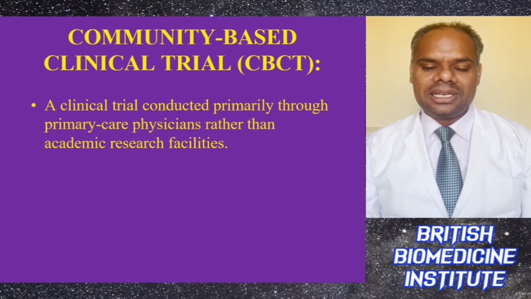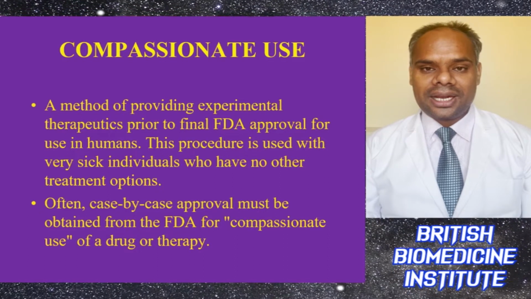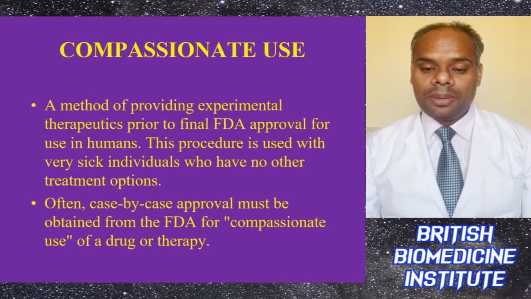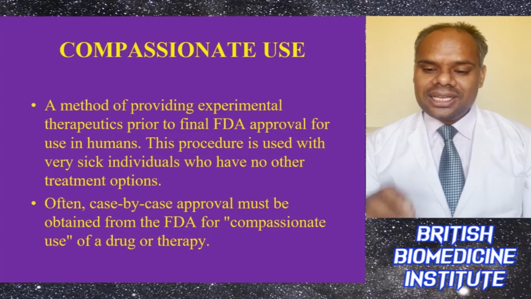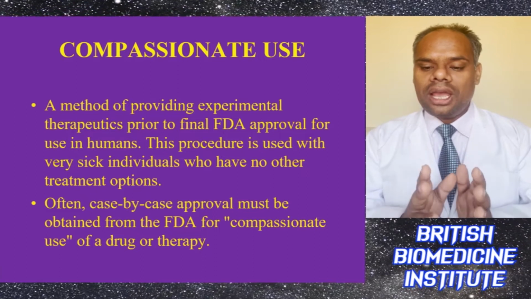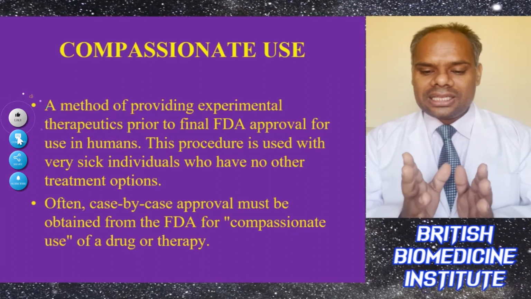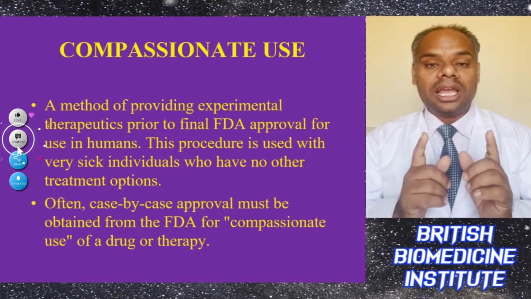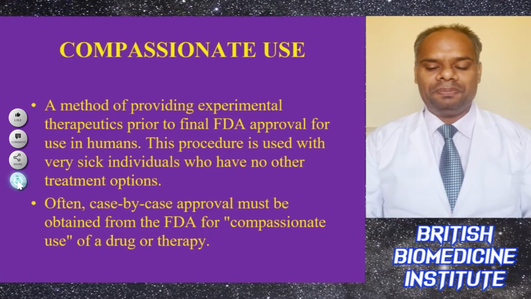Compassionate use is basically a method of providing an experimental therapeutic prior to final FDA approval for use in humans. The procedure is used with a very sick individual who has no other treatment option. Often, case-by-case approval must be obtained from the FDA for compassionate use of a drug or a therapy.